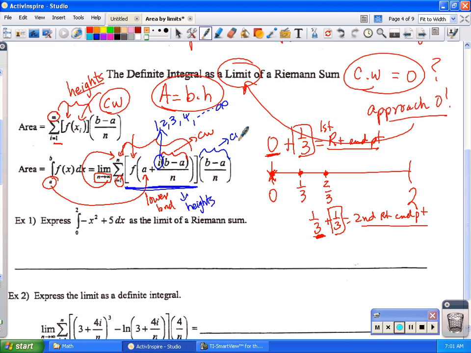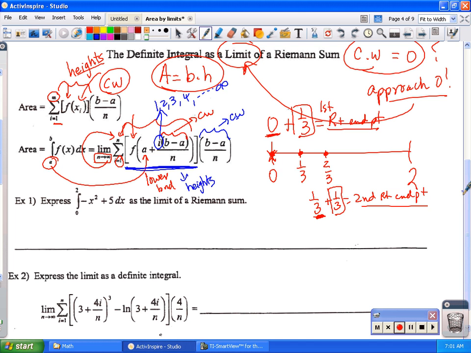That's still the common width because we're still multiplying base times height. Okay? Now, that is the formula, or the definition, of area under a curve using a limit. It will calculate and collect all of the net area bound by the curve. So I'm going to take the example that we did earlier, and I'm going to express that definite integral as the limit of a Riemann sum.